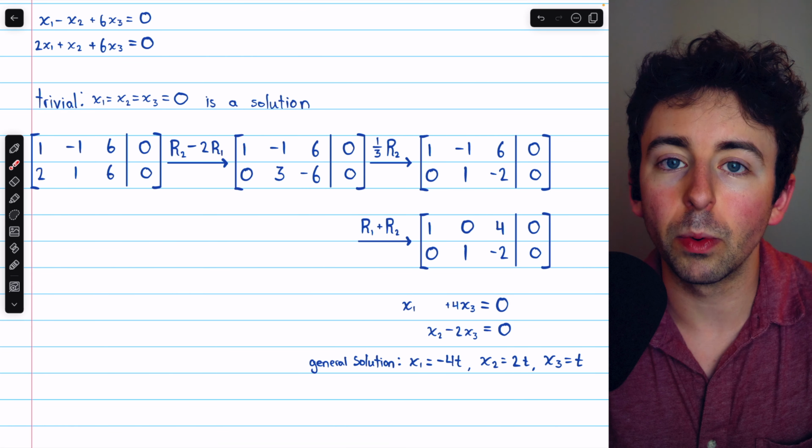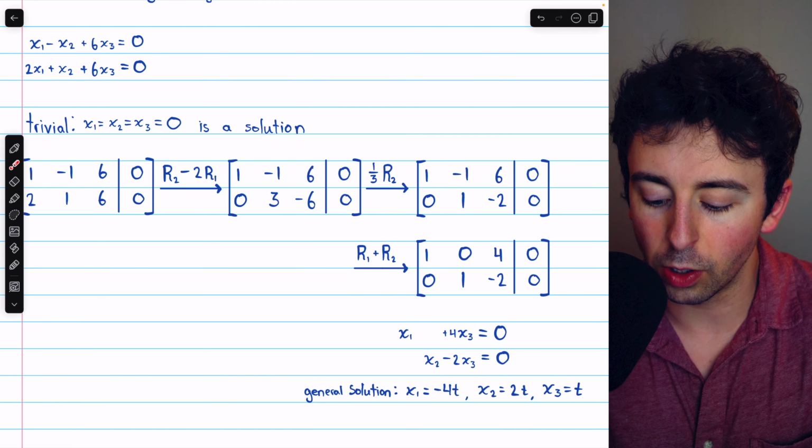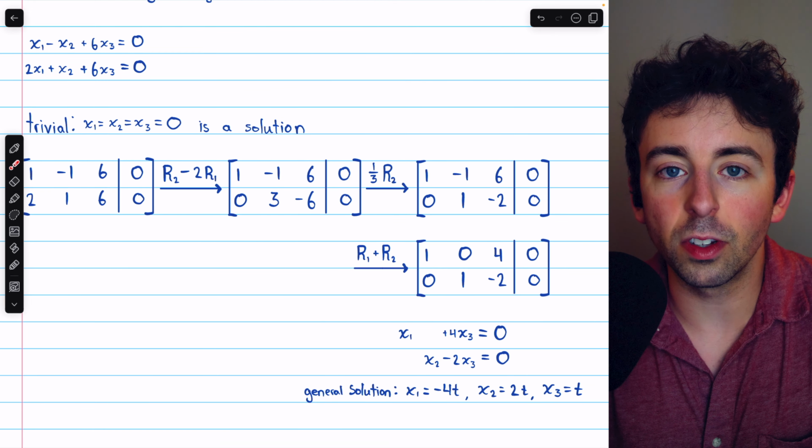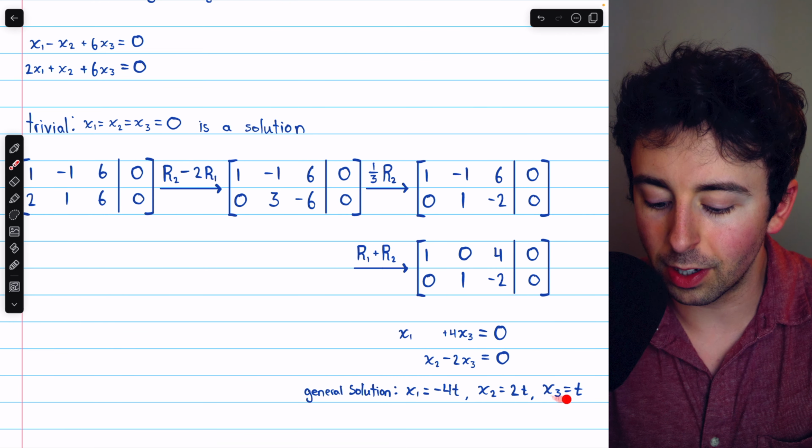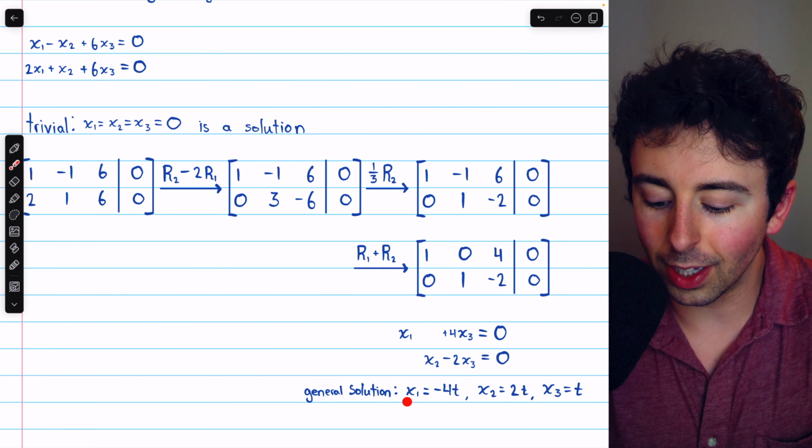If x3 is equal to t, then from this equation, we see that x1 must equal -4t, just subtracting that to the right side. From this equation, x2 must equal positive 2t. And that's the general solution to this homogeneous linear system. Like every homogeneous system, it has the trivial solution, but it also has infinitely many non-trivial solutions. We can produce as many solutions as we like by picking values for t and calculating x1 and x2 according to those equations.